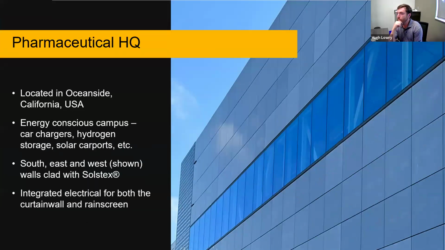So this one was located in Oceanside, California. It was an energy conscious campus. There's car chargers, hydrogen storage, solar carports, etc. We did the south, east, and west walls in a photovoltaic material. You can see the west wall in front of you there.